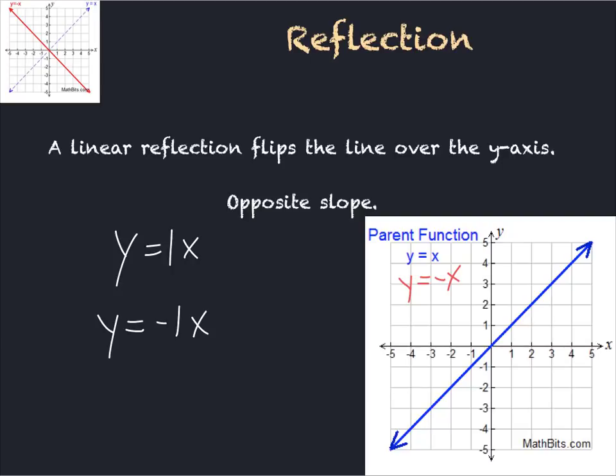And if we're graphing that, our y-intercept is still the same. It's still 0, 0. But now, our rise, we are going down 1 and then running 1. Okay? So, if you look at this, a reflection, all it does, my line isn't straight at all, I'm sorry, but a reflection, all it does is flip the line over the y-axis. And all you have to do to find a reflection is just change the slope to its opposite.